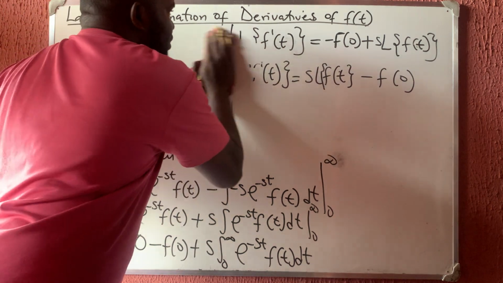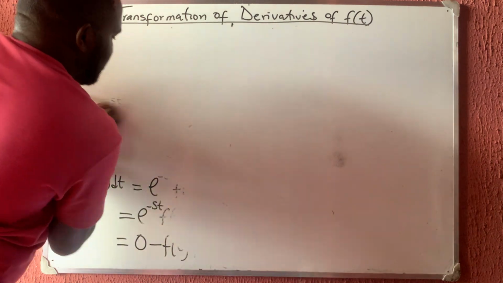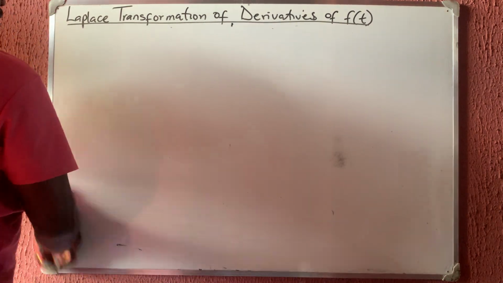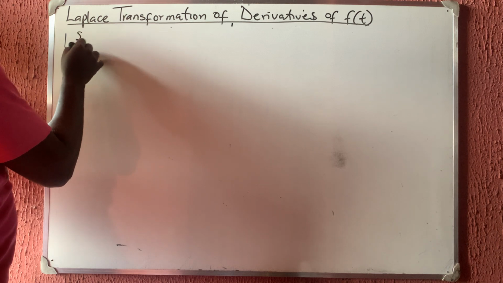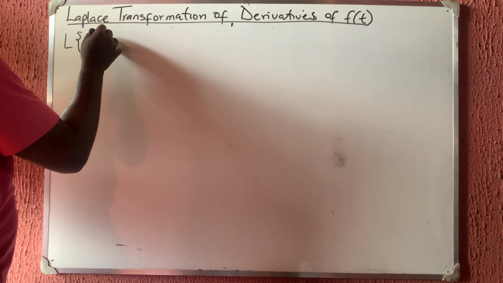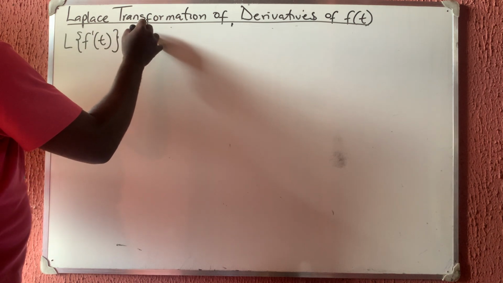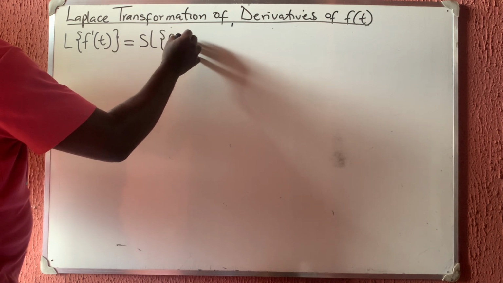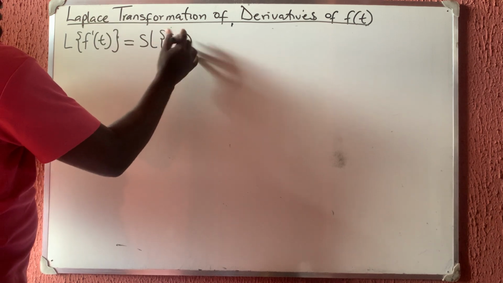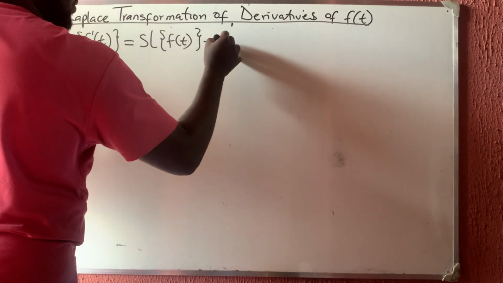So let's check what the second derivative will give us with this concept. So let me write the concept down first. The concept said that the Laplace transformation of the first derivative of f of t, okay, is equal to the Laplace transformation of f of t, then minus f of 0.